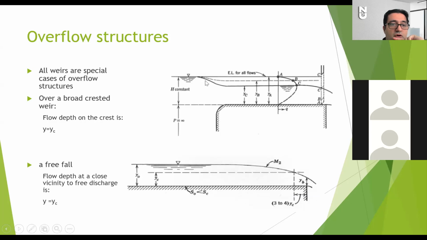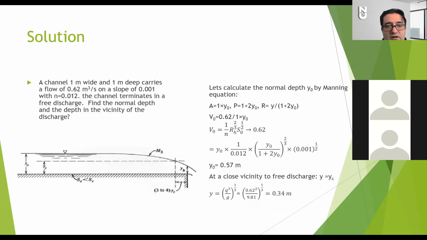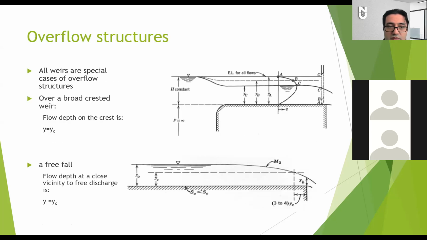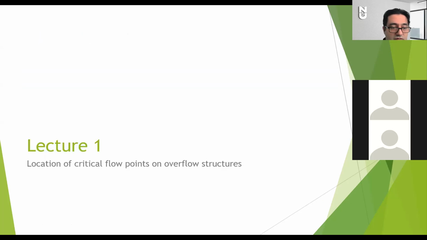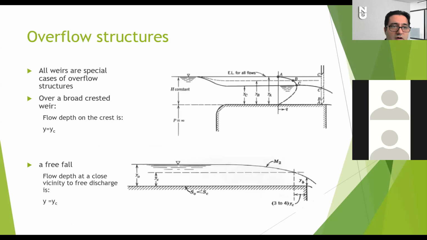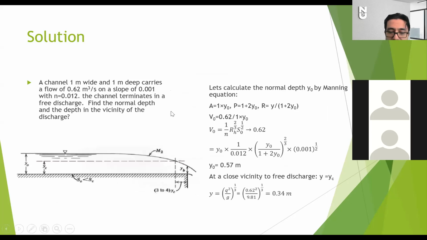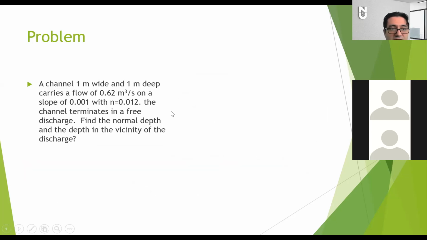This is a broad crested weir. So let's have a look at why it is happening in that way. Well, this is not the one that I'd like to show you. Just right here. Okay, anyway, let's continue by solving one question, then I will explain the details with energy flow.